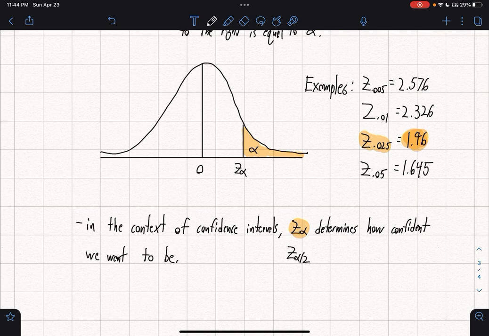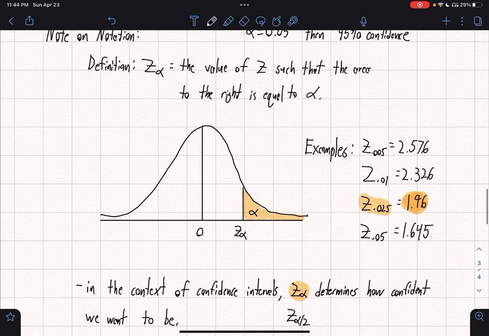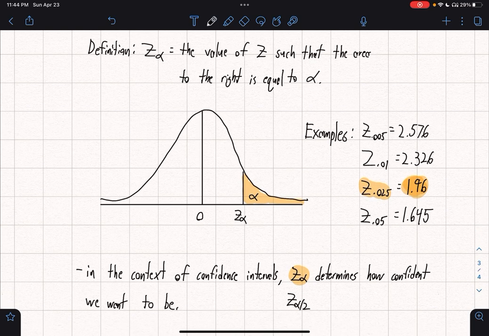Okay, so that's our introduction to confidence intervals. It might seem weird, a lot of these concepts might seem a little odd, but in the next video, we'll do some examples, and I think it will be pretty clear. It's pretty mechanical, and we'll get through it.